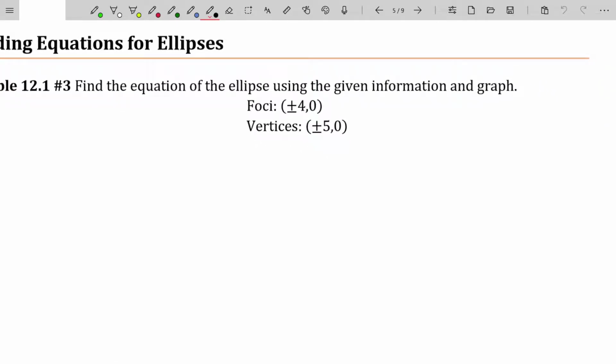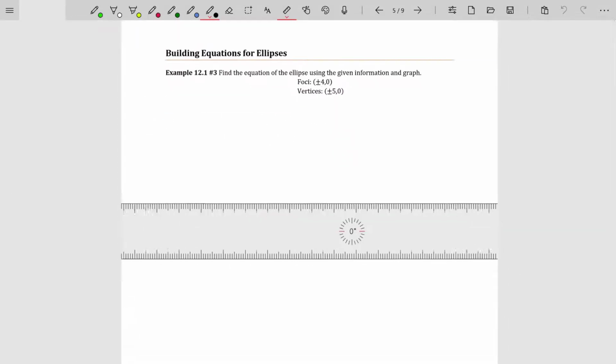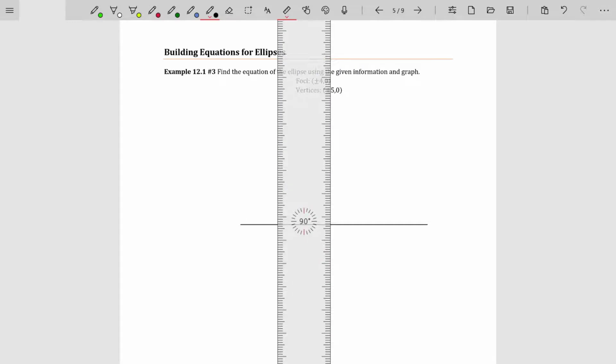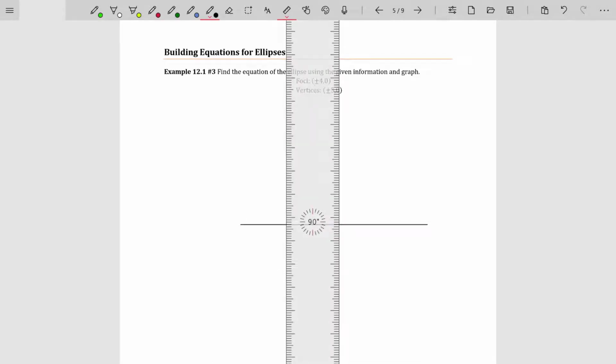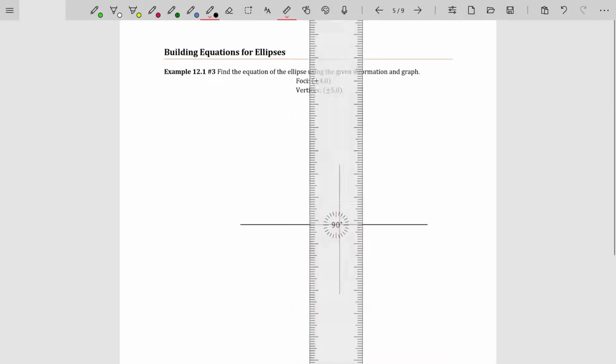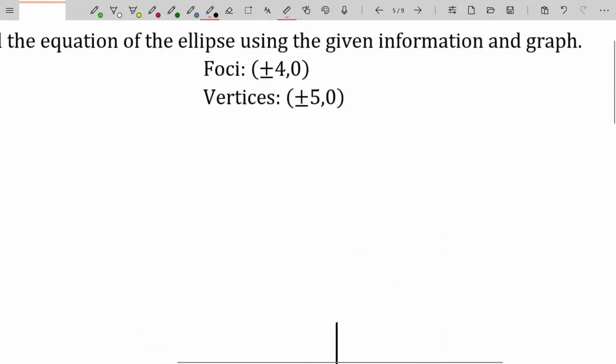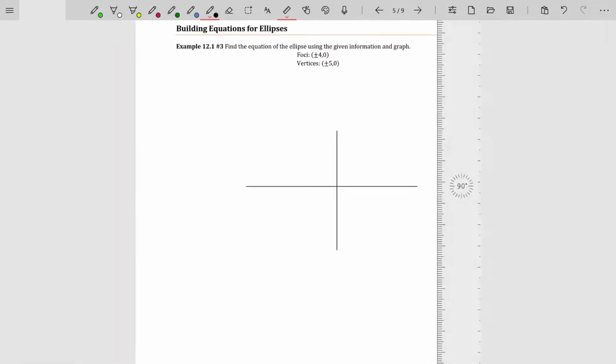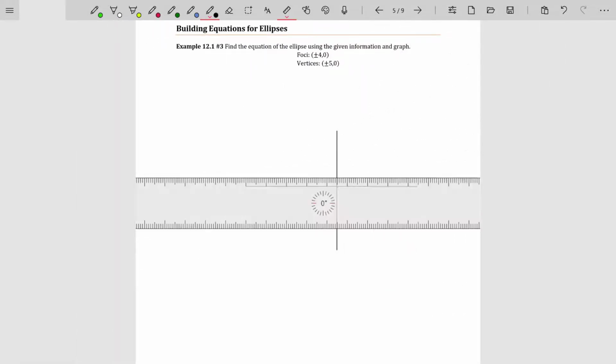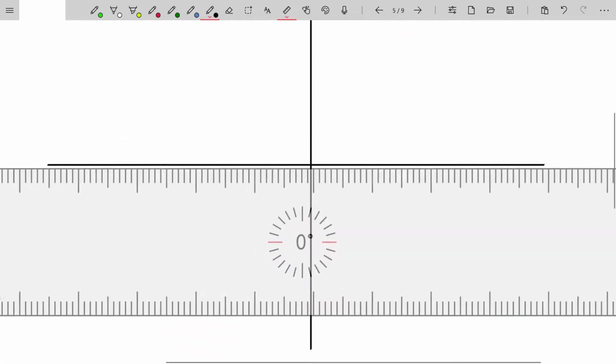Well, right now, we actually have enough information to really graph. But let's go ahead and start with building a graph, and then we'll come back and answer the other questions. In this case, the ellipse they've given us is not too terribly crazy. If you take a look at the foci (4, 0) and (-4, 0), those are easy points, and they're on the x-axis.